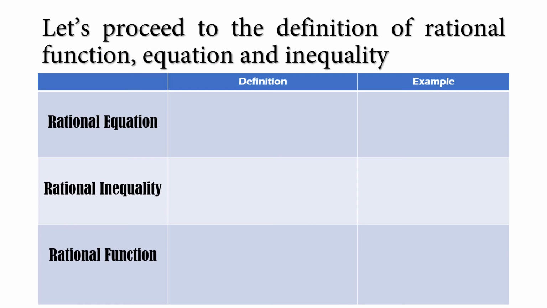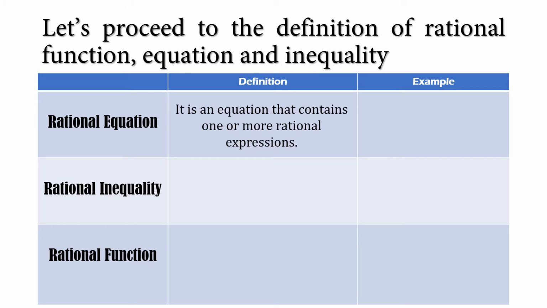I have here a table. First, we have rational equation. So simple, it is simply an equation. When you say equation, you can see there an equal sign or an equal symbol, which contains one or more rational expressions. So let's look. We have here 2 over x, that is fractional form. So this is a rational expression, plus 6 over 2x, another rational expression, equal sign. Then 5 over 12 is a rational expression. So this is a rational equation.